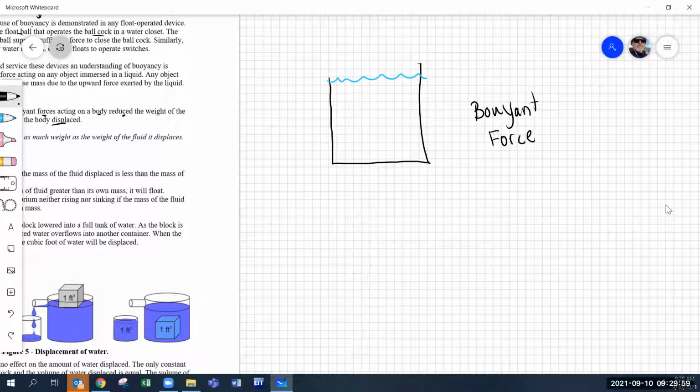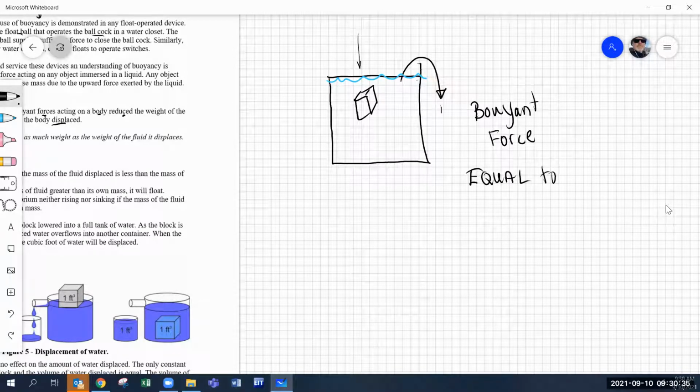So the buoyant force: anytime you put an object in a fluid, and we're going to talk about fresh water as our fluid for the most part, the amount of water it displaces will be equal to its volume. If this is completely square and full of water, and I put something in there, the displaced water equals its volume. This is kind of Archimedes' principle.